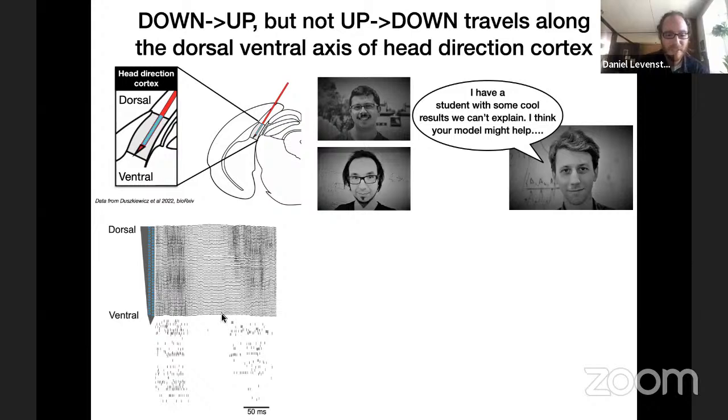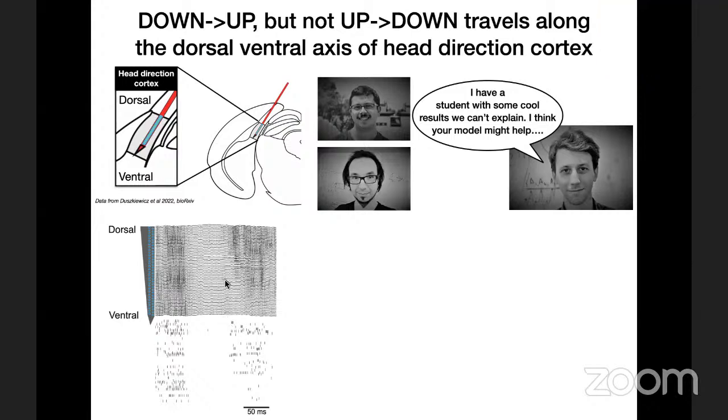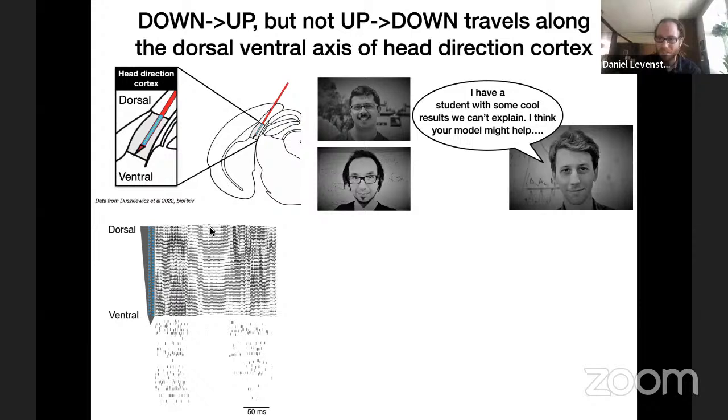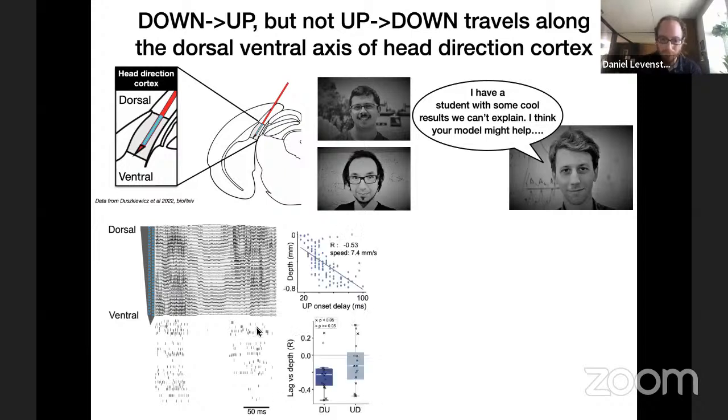And so basically what they have is this traveling wave, but it's a unique kind of traveling wave where it's not really the delta wave that's traveling, but the down to up transition. So the return to the up state travels. We're able to quantify this when we look at the up onset delay, the delay of spiking as a function of depth, and we see a nice correlation. We only see this when we look at the down to up transition and not, at least on average, significant correlations in the up to down transition.